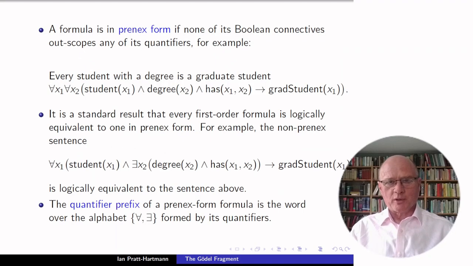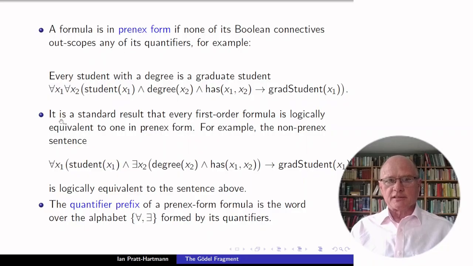First, we need to define what the Gödel fragment is. A formula is in prenex form if none of its Boolean connectives outscopes any of its quantifiers. In other words, if all the quantifiers are at the front. For example, the formula you see here, every student with a degree is a graduate student, is a prenex form formula because the quantifiers are all at the front, two universal quantifiers.